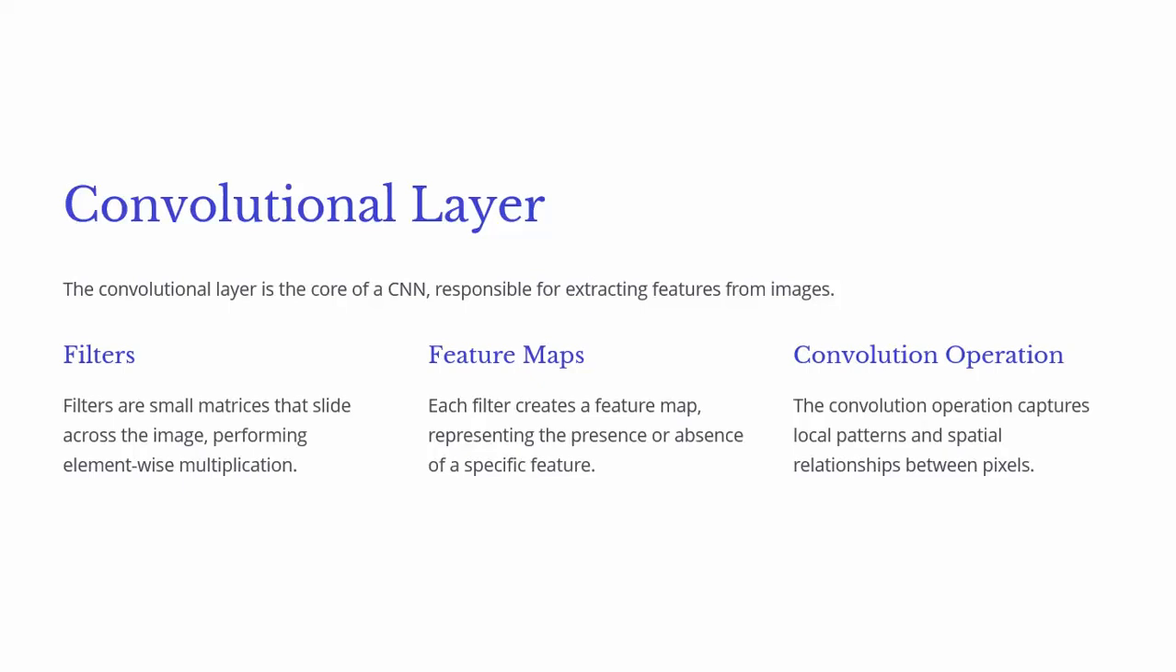So the convolutional layer is one of the important terminologies we use in convolutional neural networks, responsible for extracting the features from the images. Already we discussed that we have some important hyperparameters in convolutional neural networks. One of them is filters. How we are going to use the filters in convolutional neural networks we will discuss in the upcoming slides, and feature maps, how these filters create the feature maps, and operations, how we perform operations to identify the patterns and spatial relationships between the pixels.